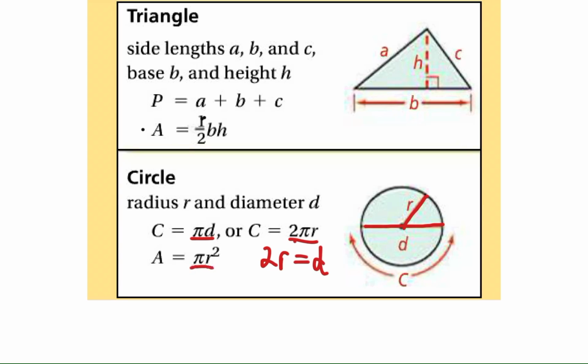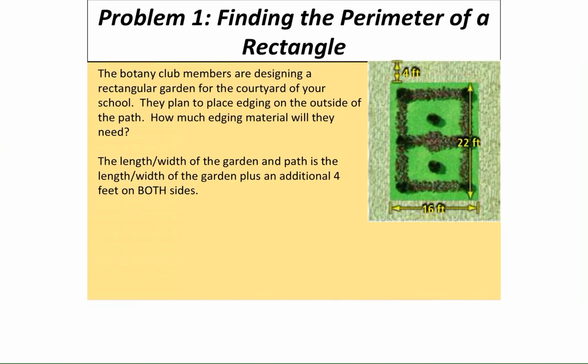To find the area of a circle, you're always doing pi times the radius squared. If you were given a diameter and asked to find the area, you would just divide the diameter by 2 in order to find your radius, and then you could find the area.